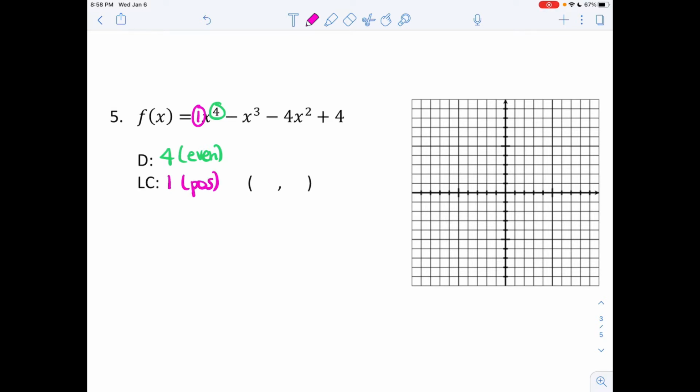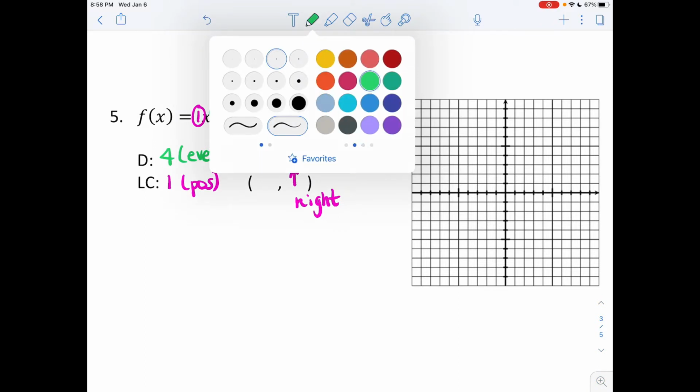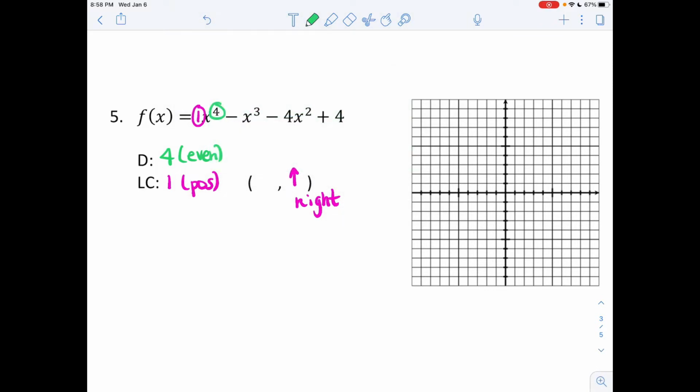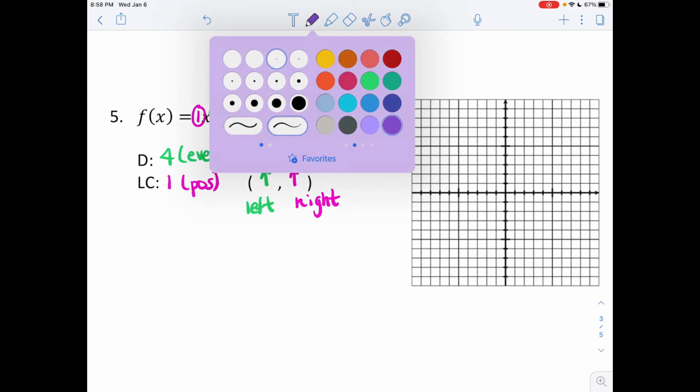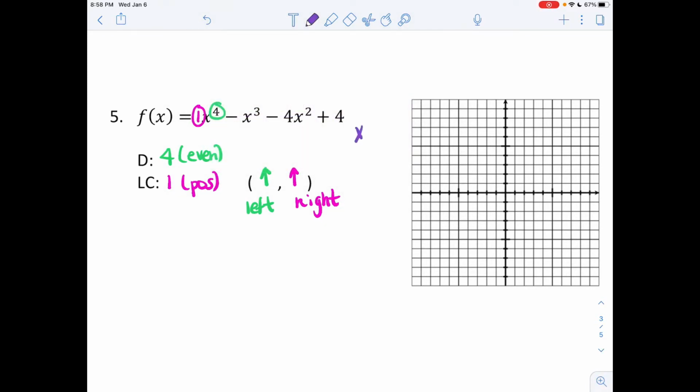So that means that both of our arrows are going up because positive is the right arrow, and then our even degree tells us that the left arrow has to go the same way. So those are both going to be pointing up, but we want to get a little more accurate drawing than that, so we're going to create an XY chart again.